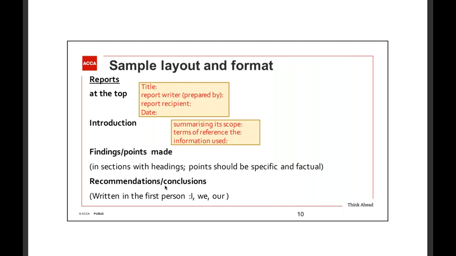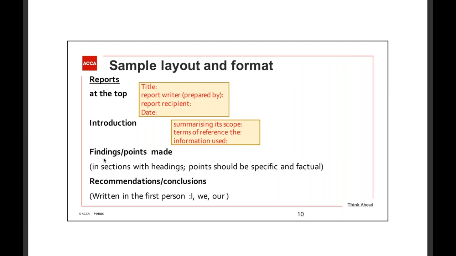When they ask you to prepare a draft section of a report, it means that you don't have to prepare a complete report like what you have here. This is a complete report where you have the title, who's preparing it, who the recipients are and the date, and then basically you have the introduction, which comprises summarizing the scope, the terms of reference, and the information that you are going to use. So basically this is what you may have inside your introduction.